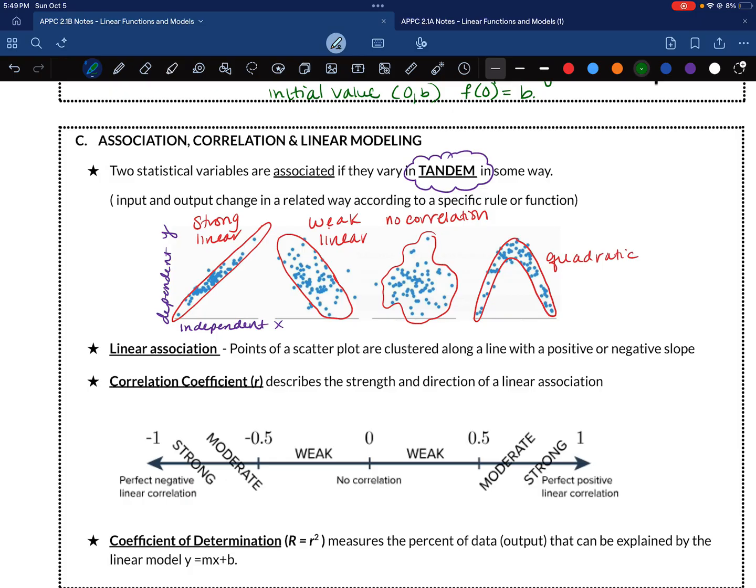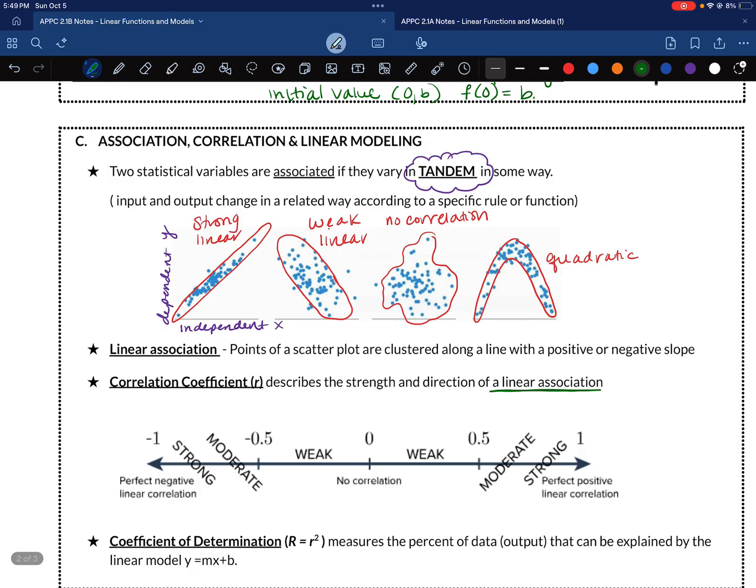However, we want to be really careful because the word correlation is always used to describe linear. So write this down: correlation is for linear and nothing else. Even though up here we noted that this looked like a parabola, instead of calling it quadratic correlation, we'd call it a quadratic association. We would not call it correlation. This word is very, very specifically tied to things that are linear. Correlation and linear go together.